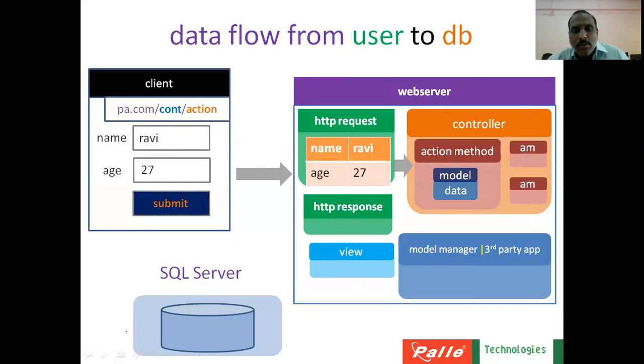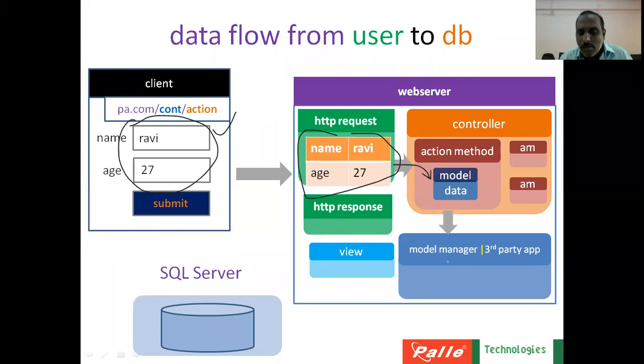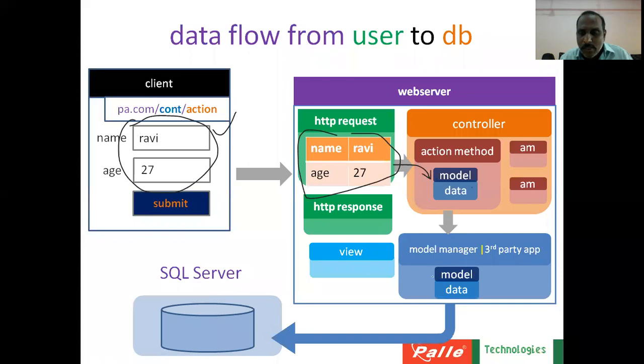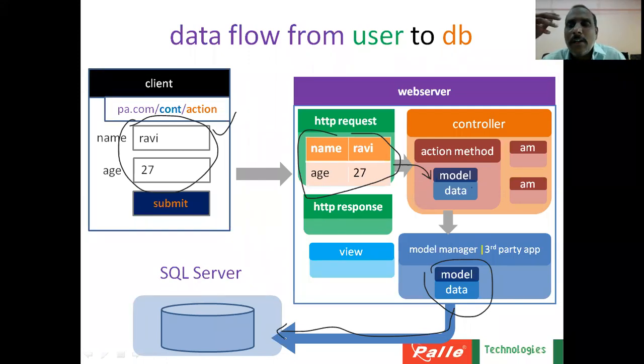So now, whatever data is coming from the end users, that data will come first into the HTTP request object, and that data will be automatically copied into the model. Now, after that, what we will do? We will send that received model data to the model manager. The model manager will send that model object data into the database by executing database queries, maybe insert query, update query, delete query, whatever it is. That is how your data goes into the database.